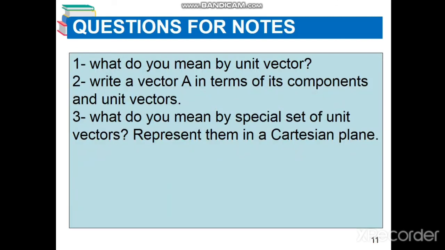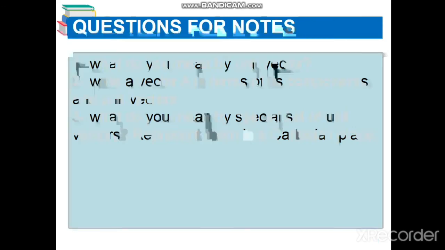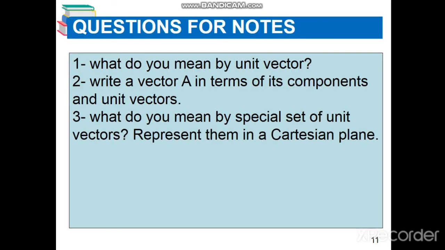Here are certain questions related to unit vector. The first one is, what do you mean by unit vector? In this question you will have to define a unit vector. You have to write the formula to find unit vector, its representation and example. Write a vector A in terms of its components and units. So vector A in terms of its components and units will be like A is equal to ax i plus ay j plus az k unit vector.